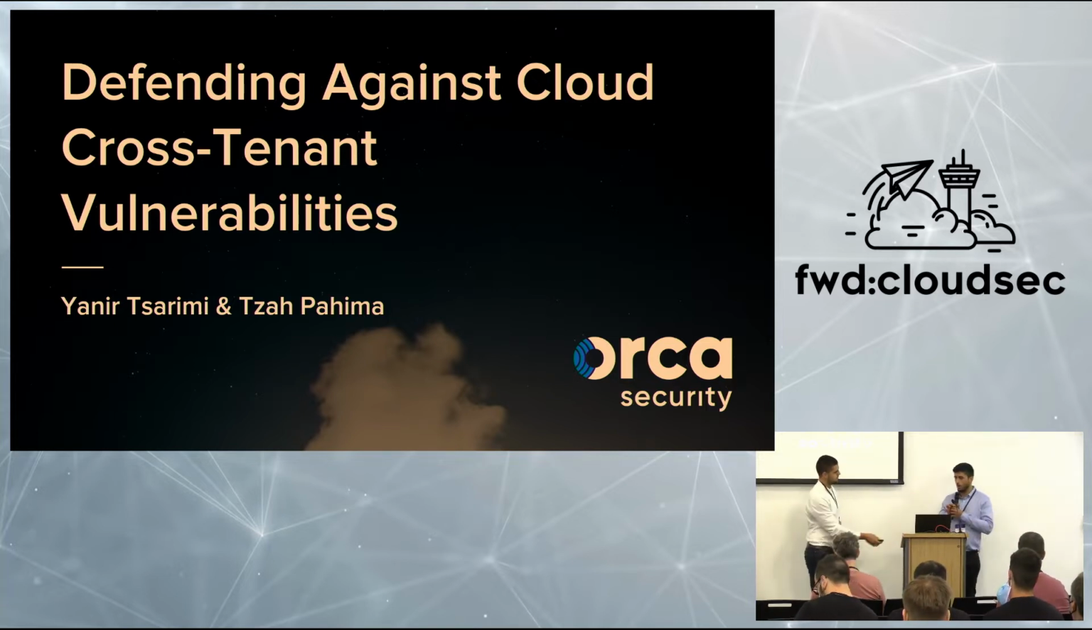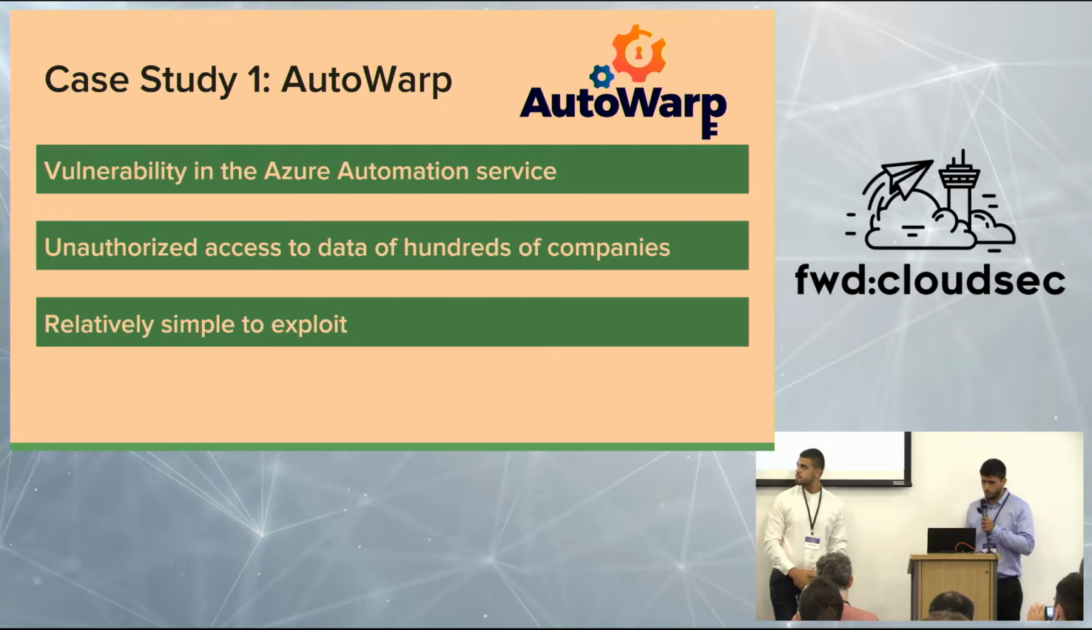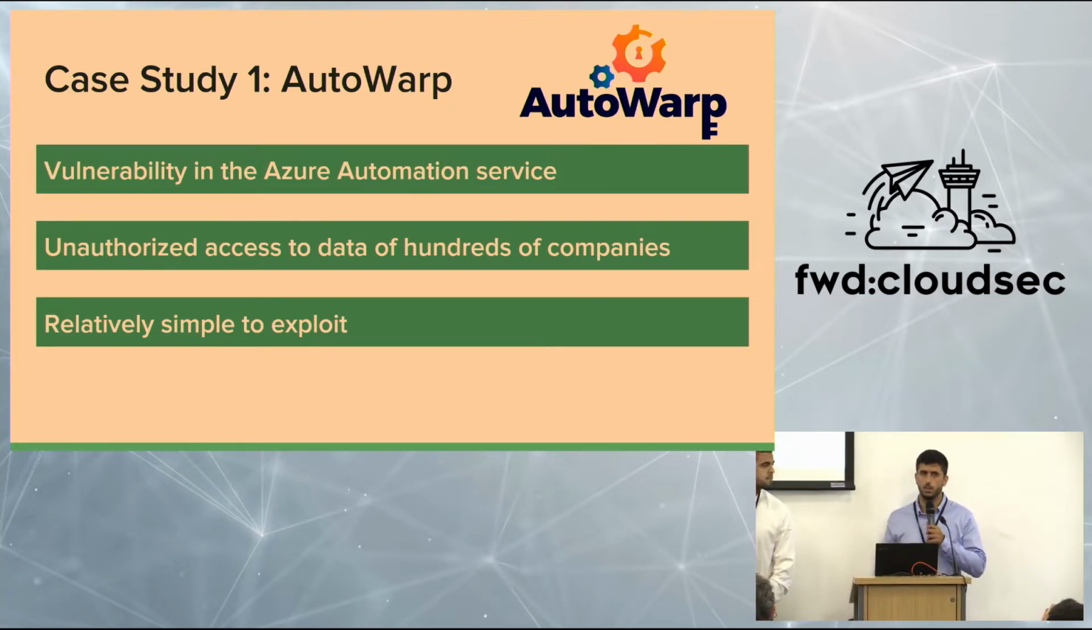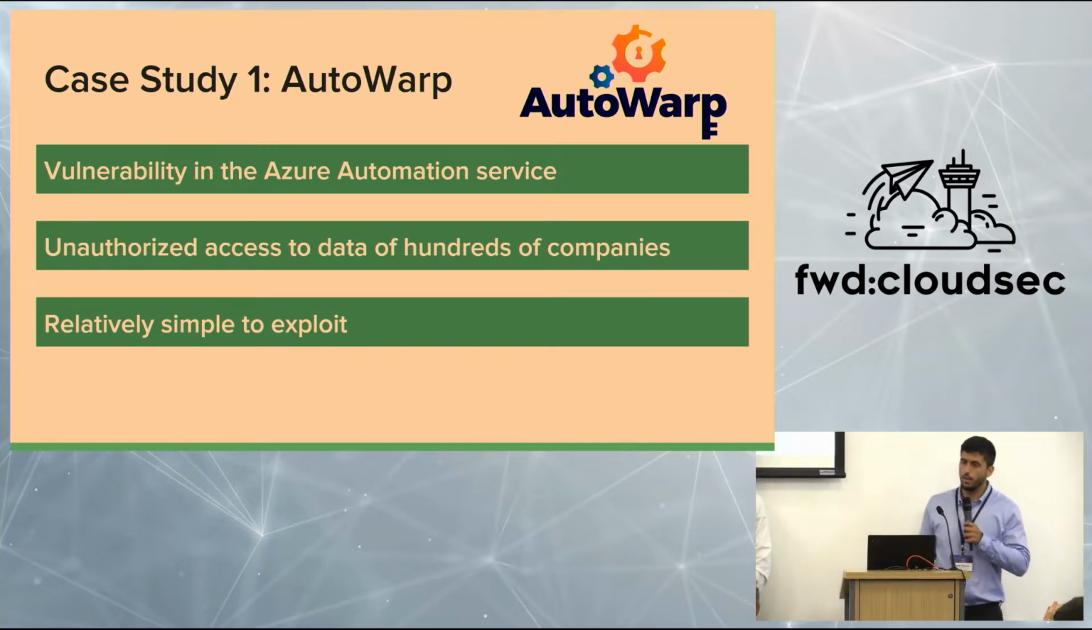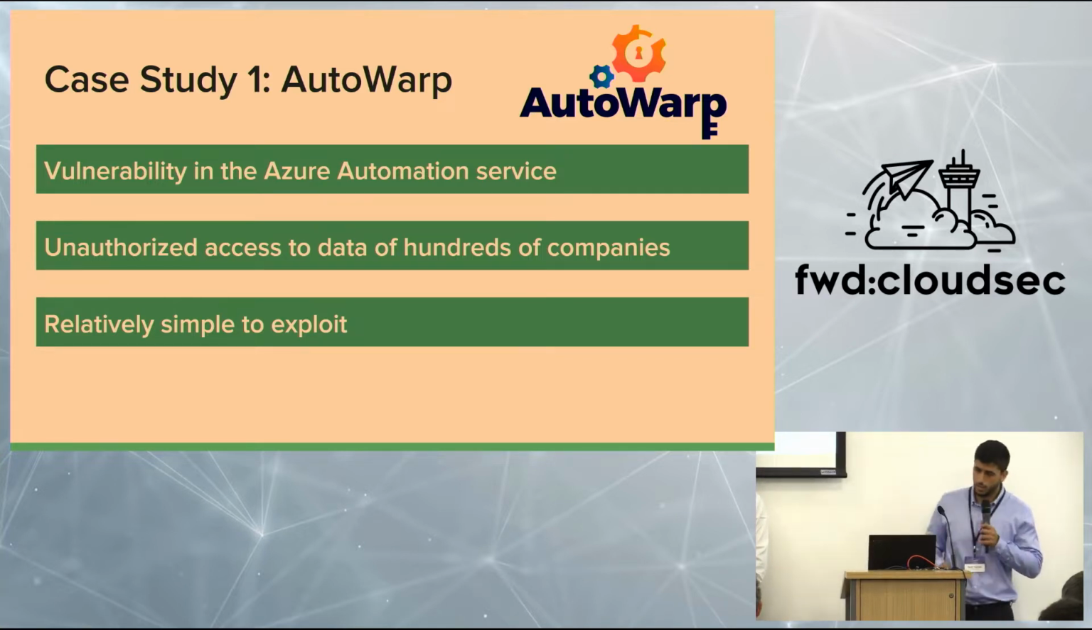Hello, everyone. So I'm going to talk about AutoWarp. AutoWarp was a vulnerability in the Azure Automation Service. It was a high-impact vulnerability that I discovered last December, and it was really, really simple. The vulnerability took like 2 hours to discover, if you guys read my blog, and the simplicity and the beauty in this exploit is, of course, how fast I found it and how simple it was to exploit.